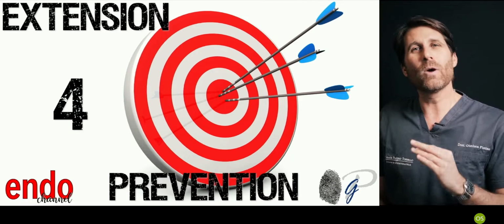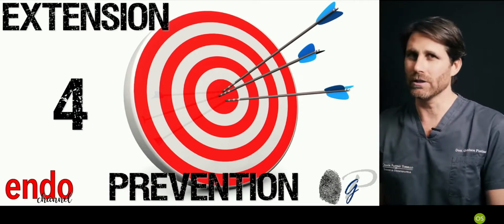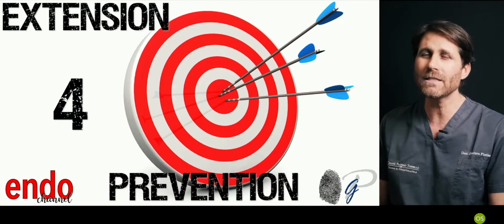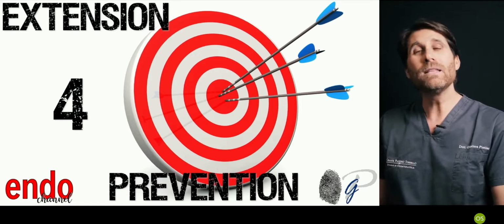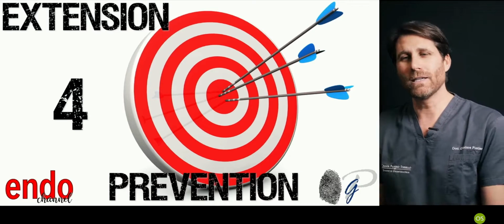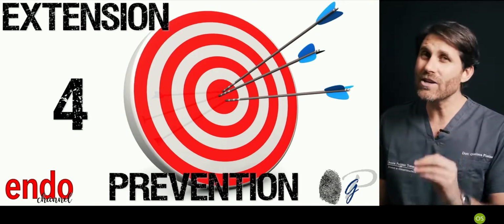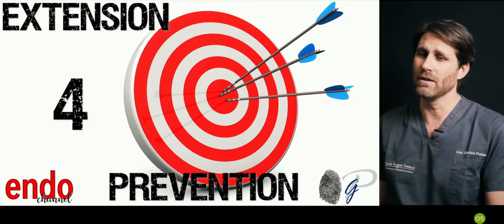So we need to extend a conservative access cavity only if we have some difficulties, only if we have difficulties to find and locate the orifice, to prepare it and to instrument the canals. In this dynamic process, we can go back, starting to enlarge the access cavity a little bit more, strategically only where it is needed. So extension for prevention when and where it is needed.